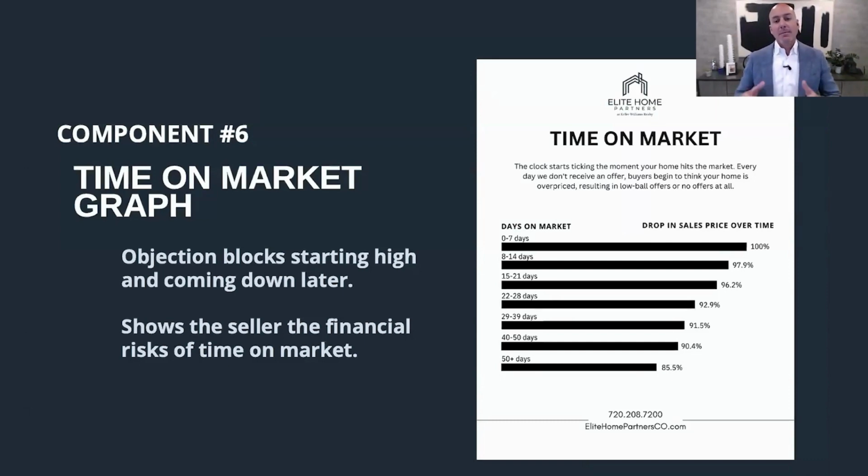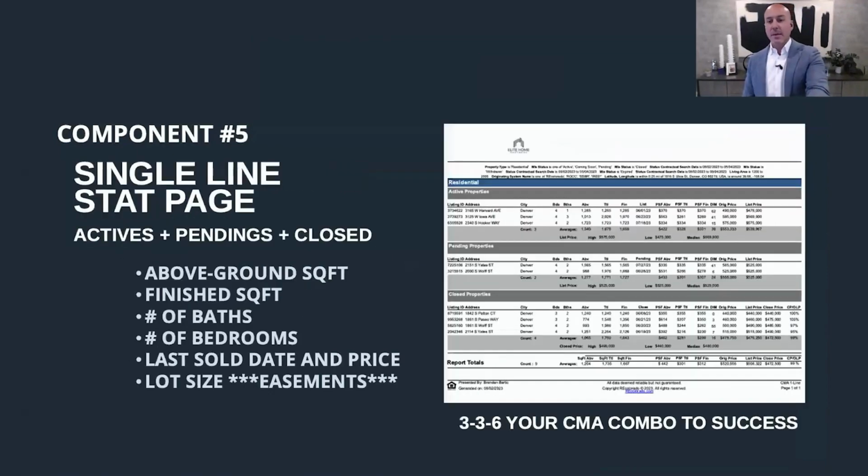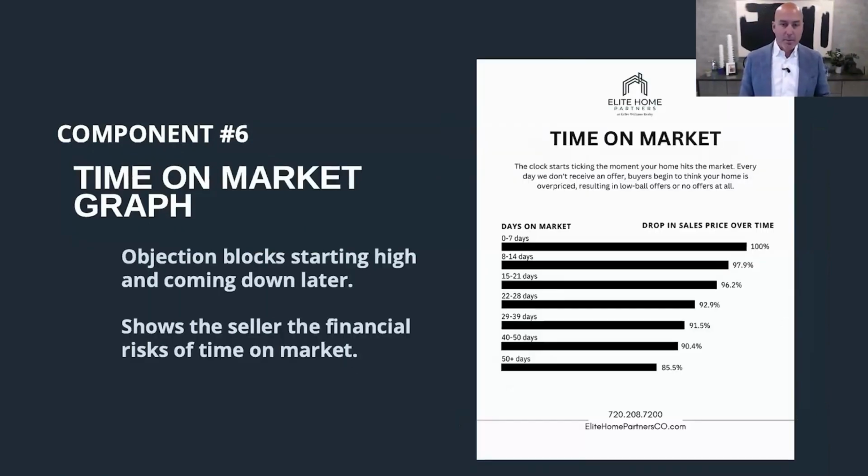Okay. So when we talk about time on market, now just pretend we went through this final single line stat page, and they go, Brendan, I get it. I understand that all the other ones are at 300 a square foot, but why don't we just start a little bit higher? And then we could always come down later. What's the risk there? Boom, that's the risk.